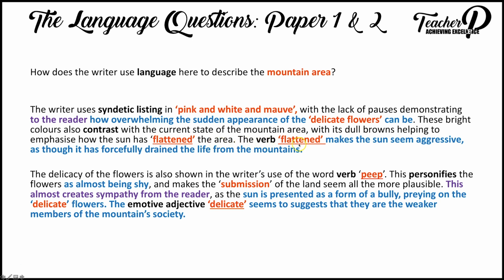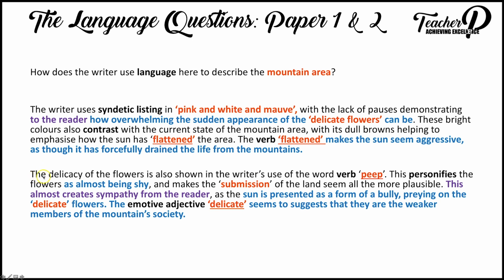The verb flattened, so they're looking at word level analysis here as well as giving a technique, makes the sun seem aggressive, as though it has forcibly drained the life from the mountains. So they've not just looked at the word flattened, but they've explained the effect of why the writers use this particular word, because they could have used any word.